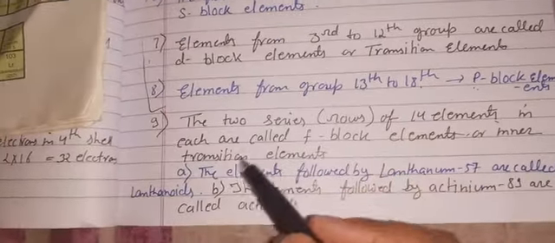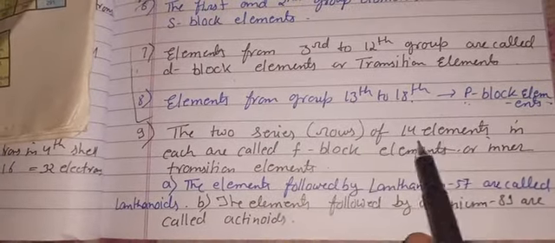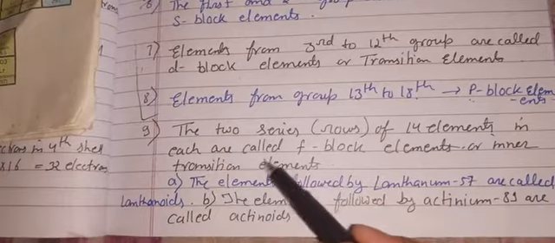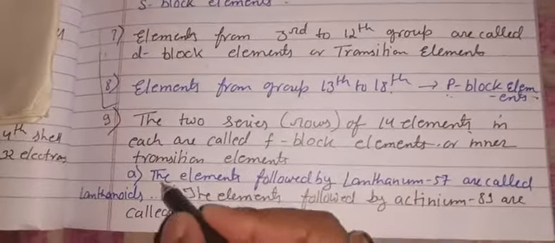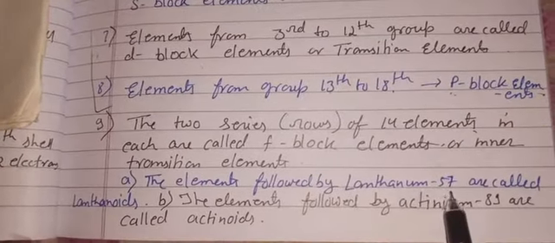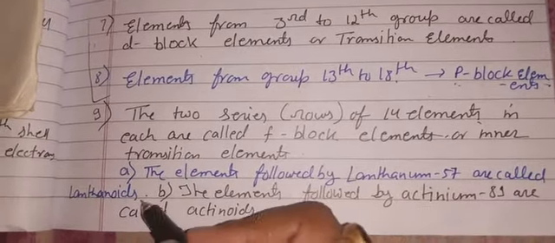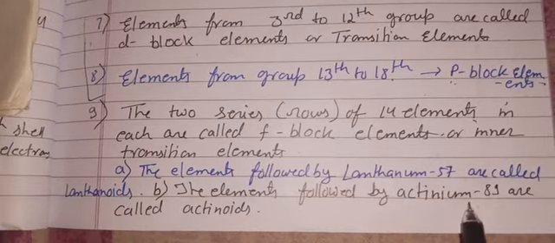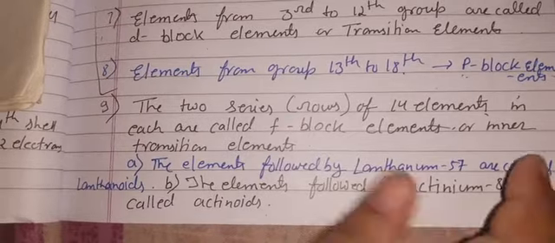Now one more thing we have to think about: the two series which I discussed just now, rows of 14 elements each, are called F block elements or inner transition elements. We are talking about these two. These two are called inner transition elements. And see something more about these two groups. The elements following lanthanum, 57, that is the atomic number of lanthanum, are called lanthanoids. The elements following actinium, atomic number of actinium is 89, are called actinoids. Already I have explained this to you.